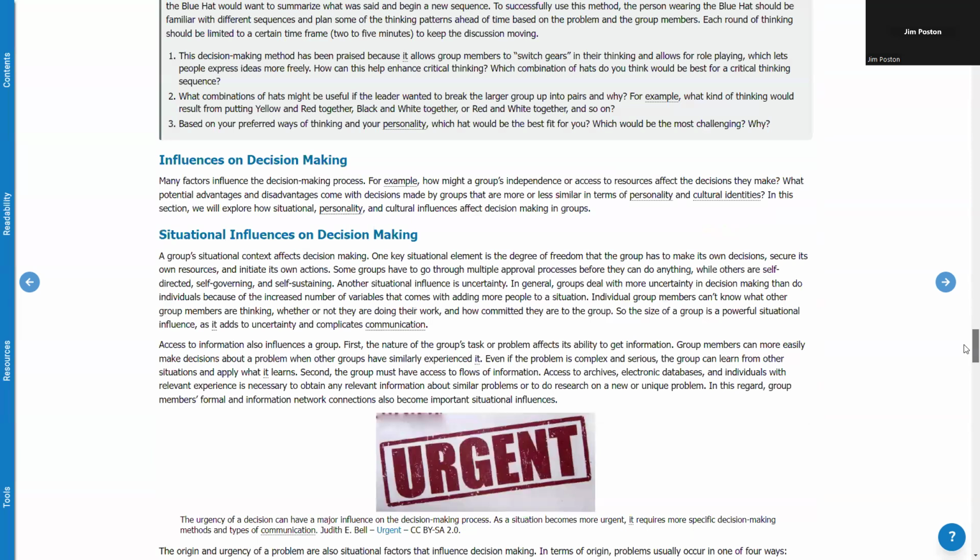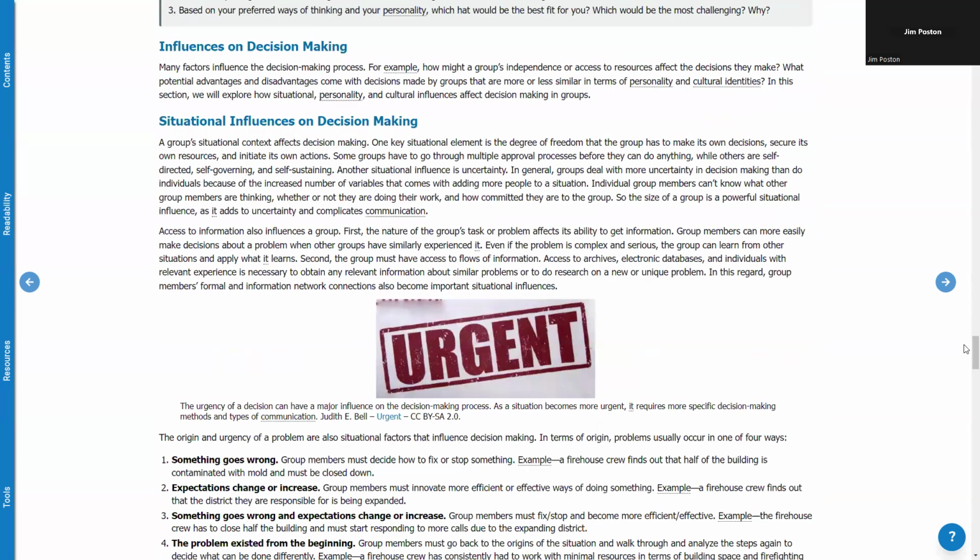Heading: Influences on decision-making. Many factors influence the decision-making process. For example, how might a group's independence or access to resources affect the decisions they make? What potential advantages and disadvantages come with decisions made by groups that are more or less similar in terms of personality and cultural identities? In this section, we will explore how situational, personality, and cultural influences affect decision-making in groups.